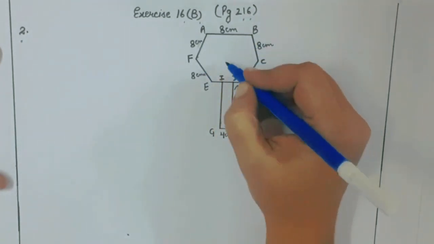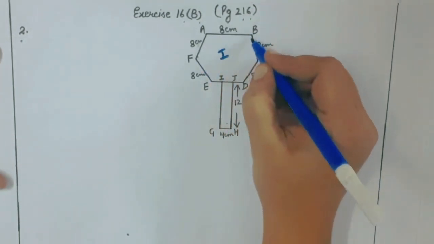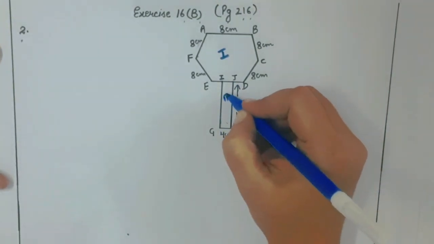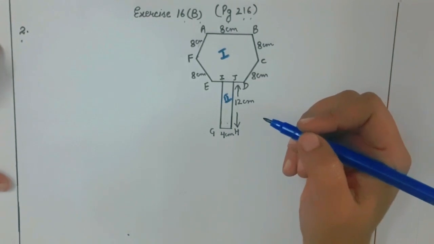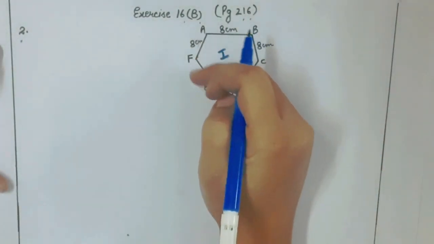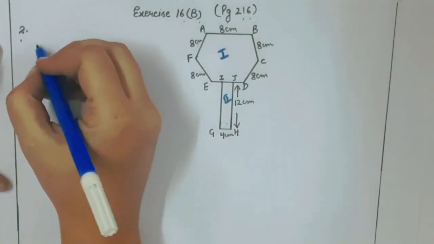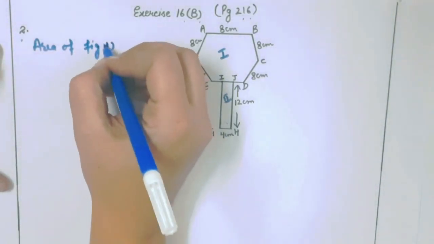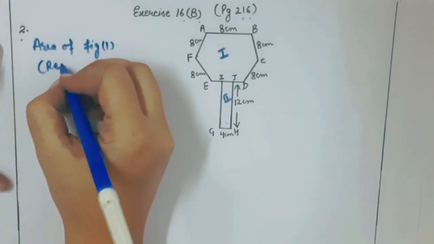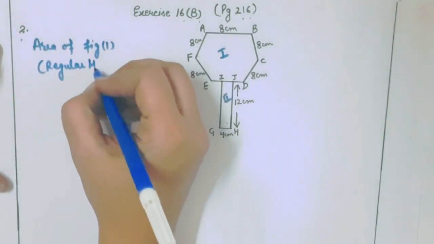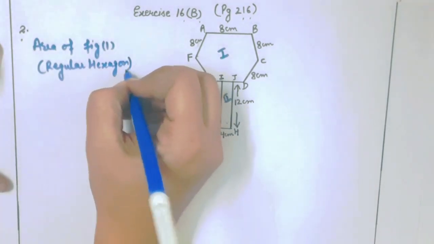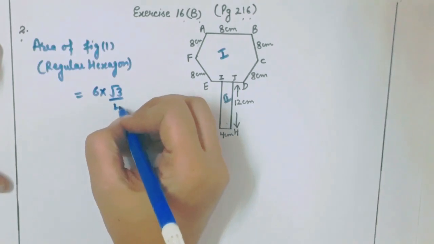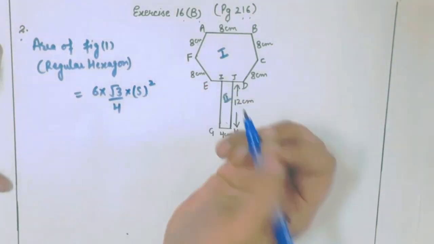The first figure of this question is, this is a regular hexagon and this is a rectangle. We have to find out the area of this figure. Now how to find out the area of this figure? First we have to find out the area of a regular polygon. First figure, area of figure 1, that is regular hexagon. What is the formula of regular hexagon? As we discussed above, the area of regular hexagon is 6 into under root 3 upon 4 into side square.